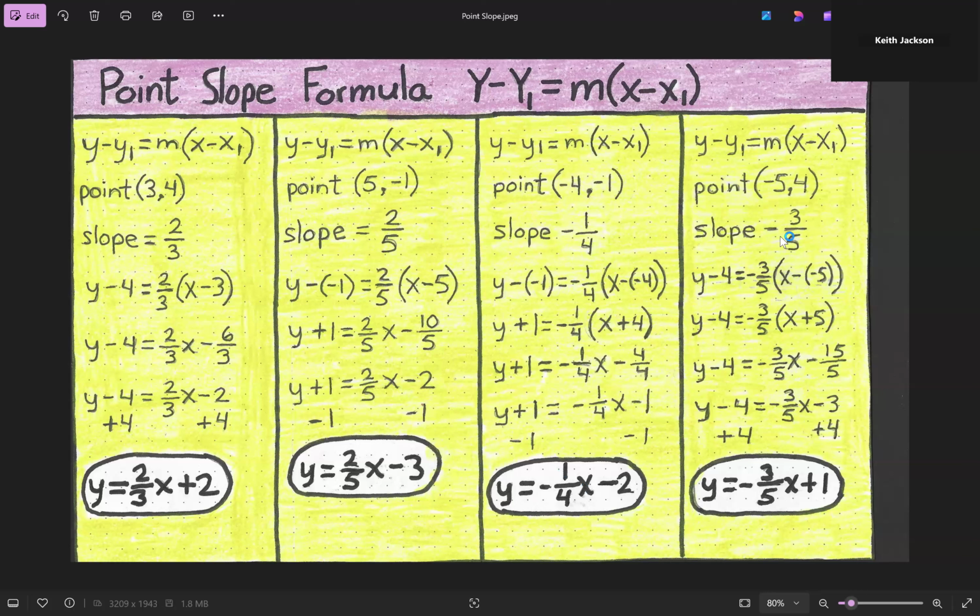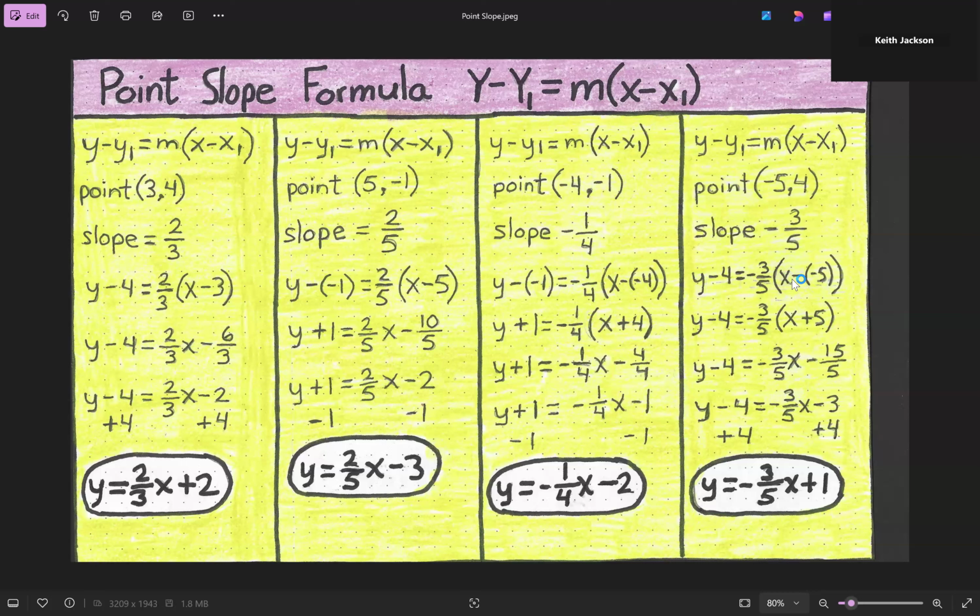And in our final example, we have a point at negative 5 comma 4. We're going to plug this point into our point slope formula, which again is y minus y sub 1 is equal to m times the quantity of x minus x sub 1 with a slope of negative 3/5. And when we plug that in, we're going to plug in our negative 5 right here. And we're going to plug in our 4 right over here. And here's what's going to happen.